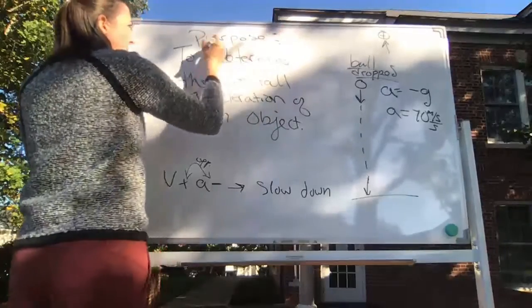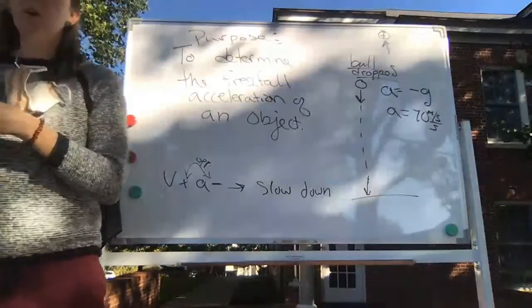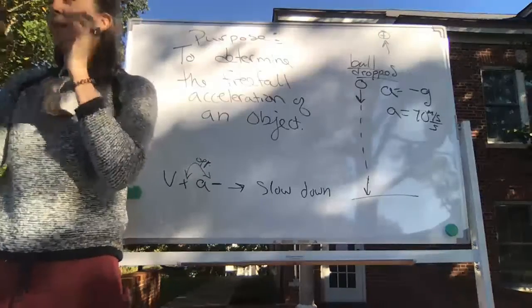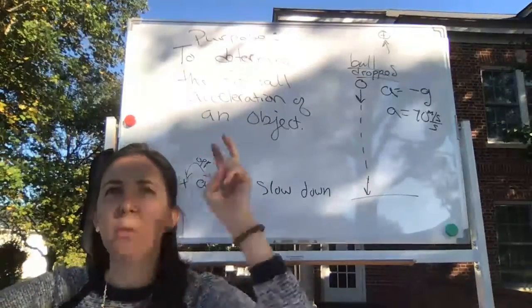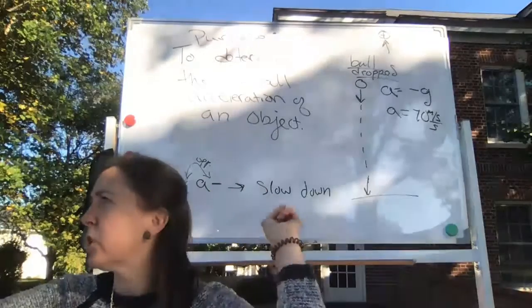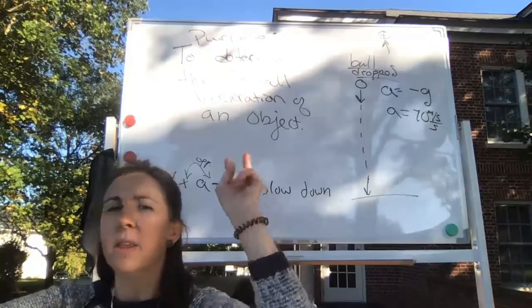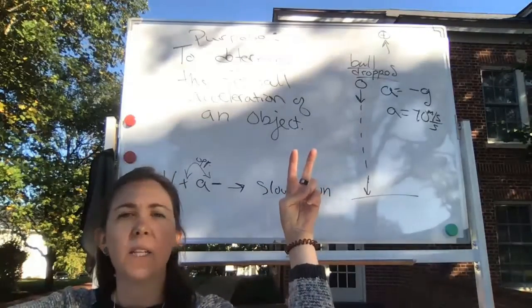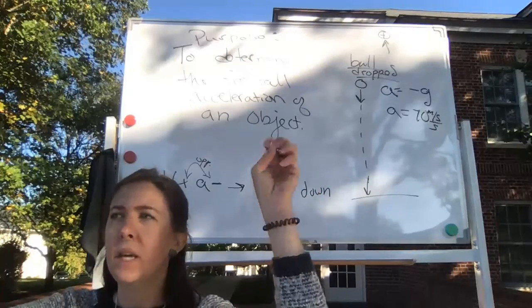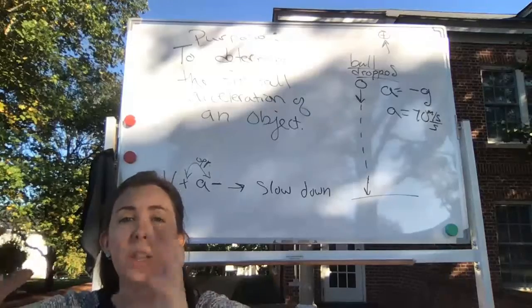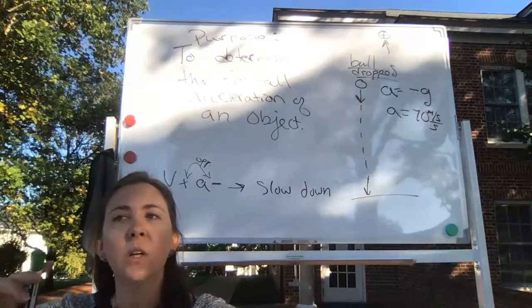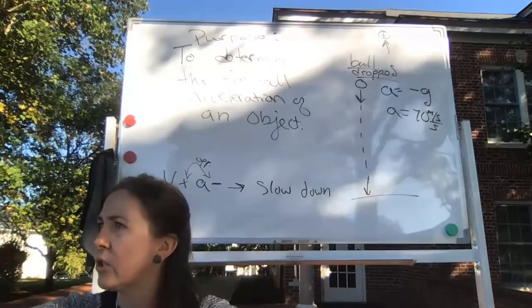Okay, the purpose of the lab: to determine the free fall acceleration of an object. This lab is going to come in two parts. This is the first part. The second part of this lab is going to be changing something and seeing if changing that thing about your object will affect the acceleration of your object.